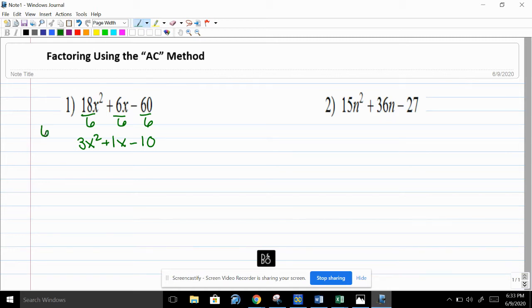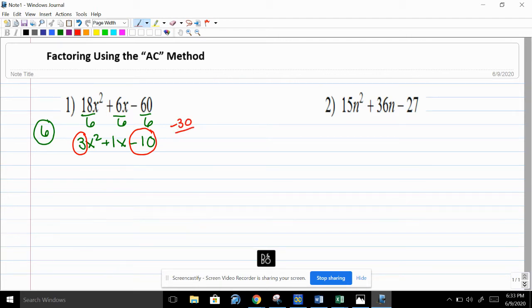I'm going to write that to the side. I'm going to bring that back at the end and put it in front of my factored answer, because that's got to be part of my answer. 3x squared plus 1x minus 10. My next step is to multiply A with C. In this case, you got a negative number, so 3 times negative 10 is negative 30.